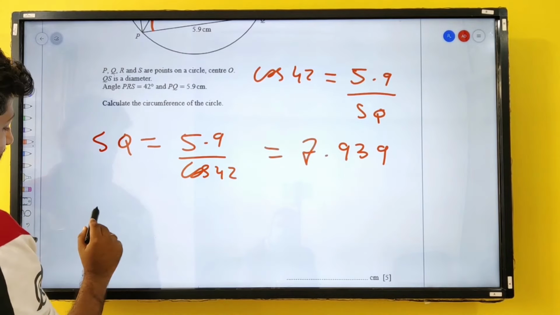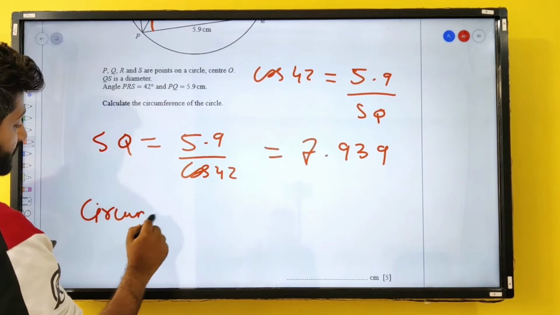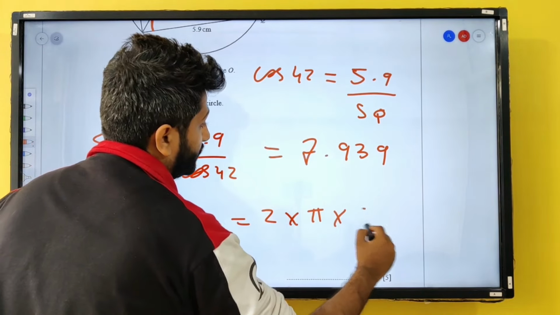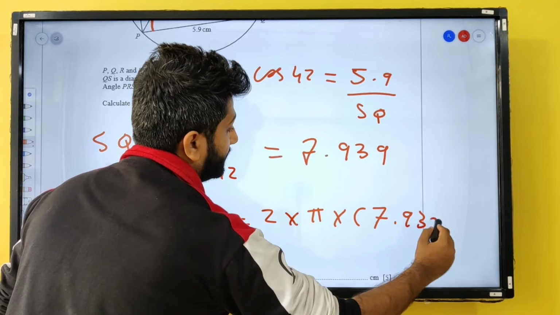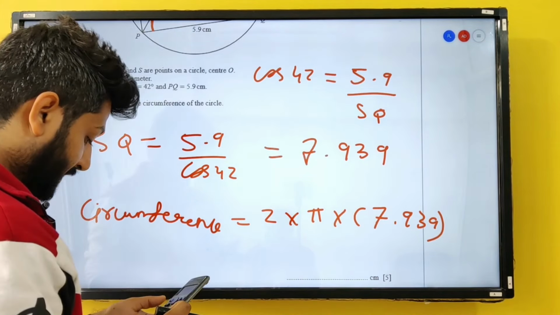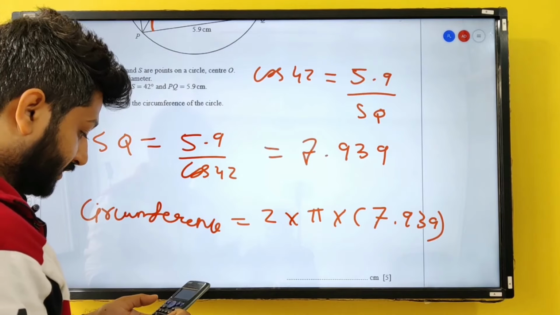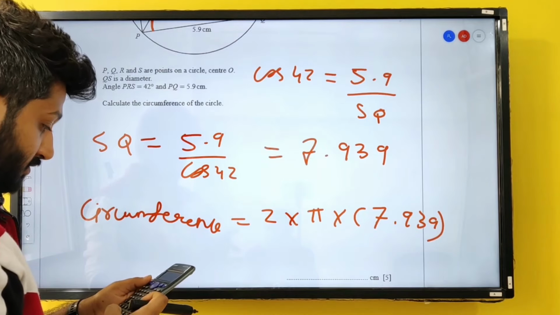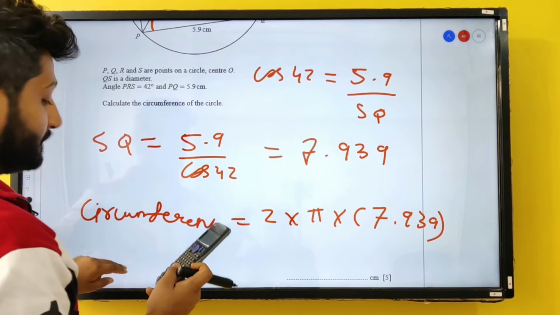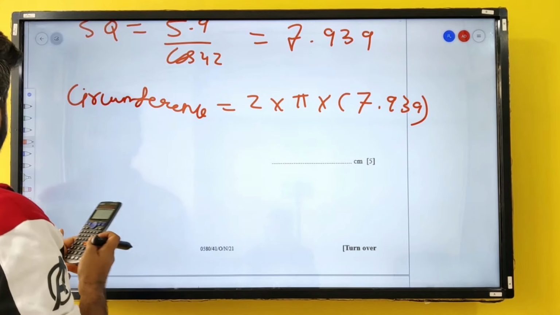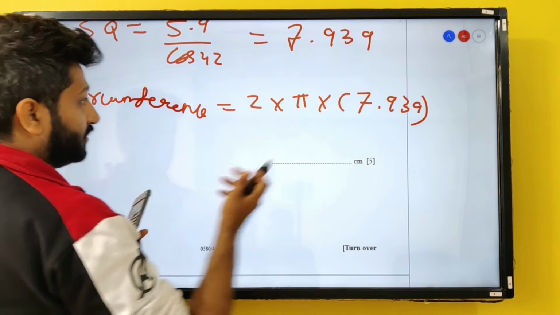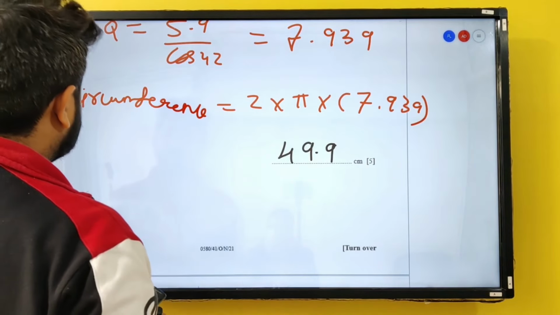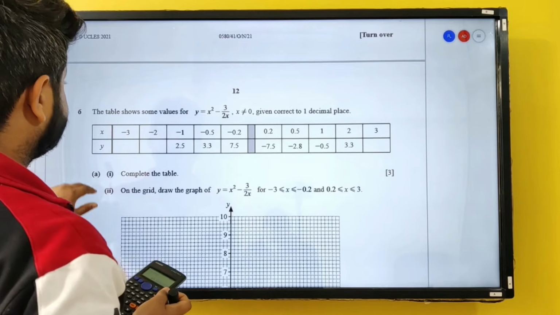So my circumference is going to be 2 into pi into 7.939. See, in my calculator I am inputting the answer, not this rounded value. So 49.88, or my circumference is 49.88, or you can write simply as 49.9 centimeters. Let's move to the next question.